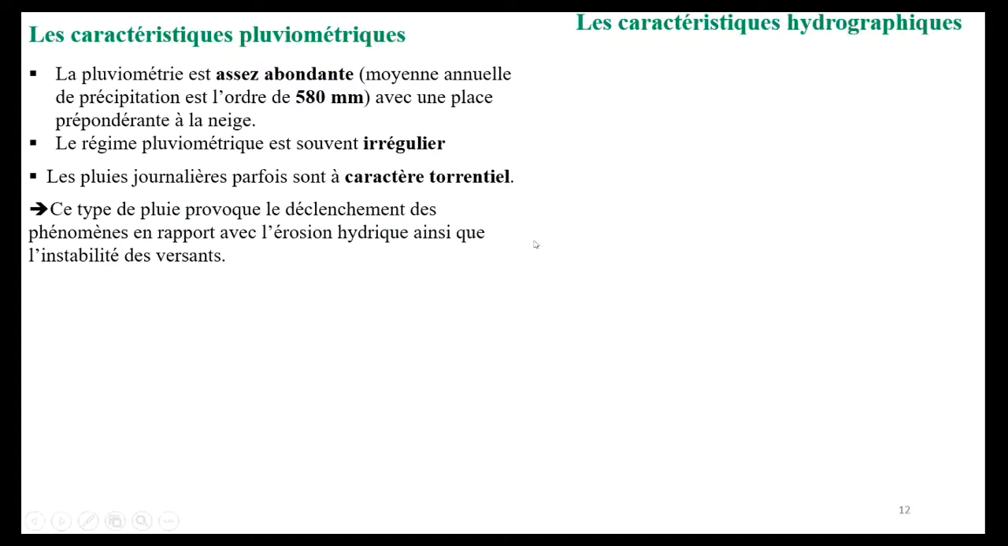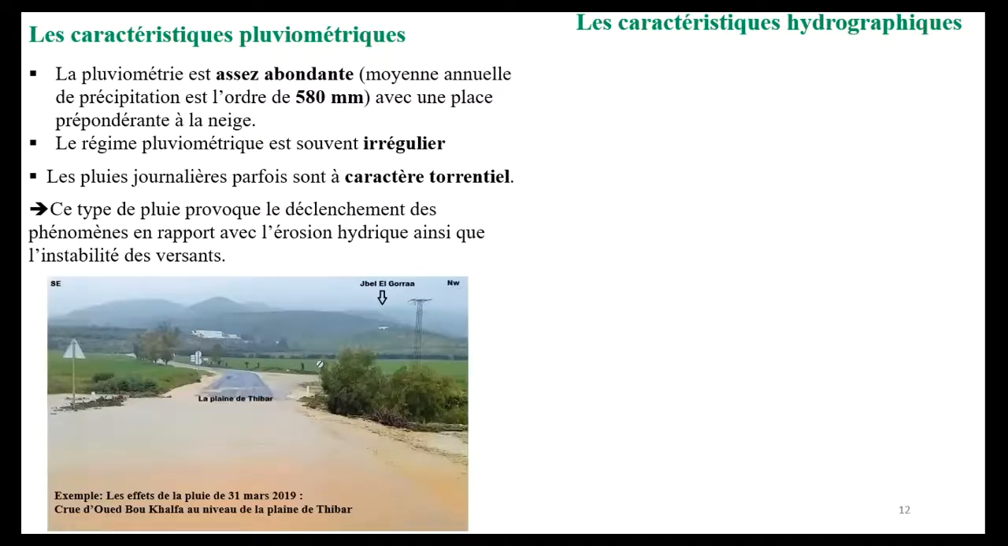Pour les caractéristiques pluviométriques, la pluviométrie est assez abondante, la moyenne annuelle est environ 580 mm, avec une place prépondérante à la neige. Le régime pluviométrique est irrégulier, les pluies sont à caractère torrentiel. Ce type de pluie provoque le déclenchement des phénomènes en rapport avec l'érosion hydrique ainsi que l'instabilité du versant. Ici, on a un exemple de l'effet de la pluie du 31 mars 2019, creux de Oued Boukhalfa, au niveau de la plaine de Tebar.